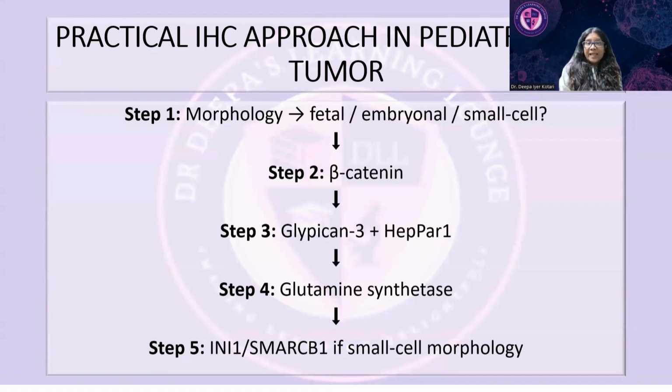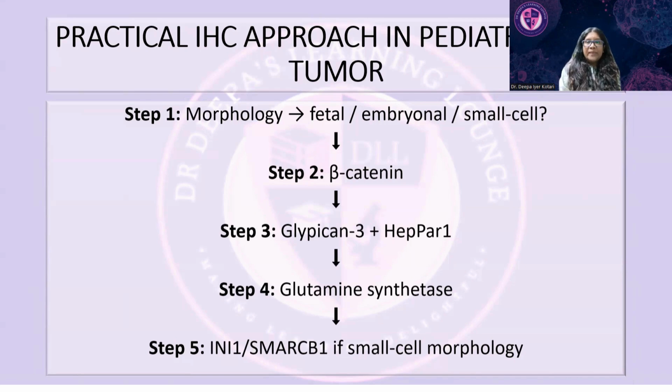So practical IHC approach for the hepatoblastoma, when I'm encountering a fetal, small child with a tumor in the liver, then I would first see if the tumor morphologically resembles a fetal or an embryonal pattern. So I would look for the embryonal and fetal differentiation as step 1. Then I would do a beta-catenin. That is particularly useful because nuclear staining supports the activation of the WNT pathway.